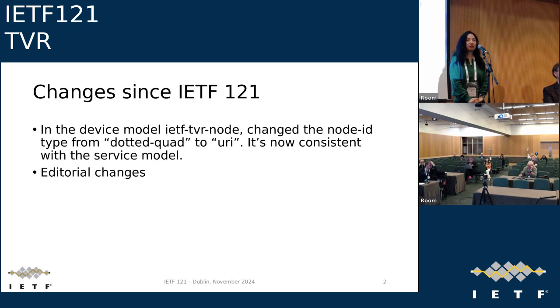We made some changes since the last IETF. The major one is in the device model. Remember, during the last presentation, we had the device model's router ID as a dotted quad, and the topology model had the router ID as a URI. The community's feedback was that we want everything to be a URI, so in the device model we changed the router ID to also use a URI. We also made some editorial changes, basically just to clarify the text, and then hopefully get this model ready for working group last call.